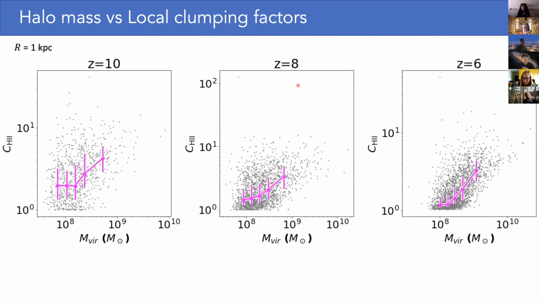We look at the correlation between halo mass and local clumping factor. We set R equal to 1 kiloparsec. Each point indicates the measurement of local clumping factor for each halo, and I connect the median values from each bin with a magenta line. And you can see some positive correlation between halo mass and local clumping factor, with some large scatter at all redshifts.